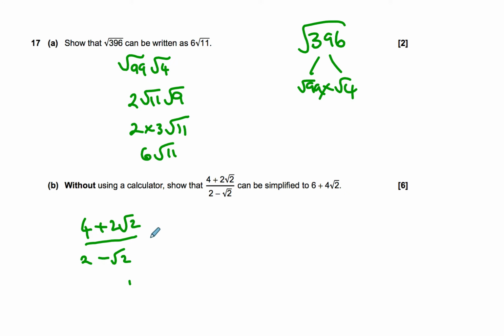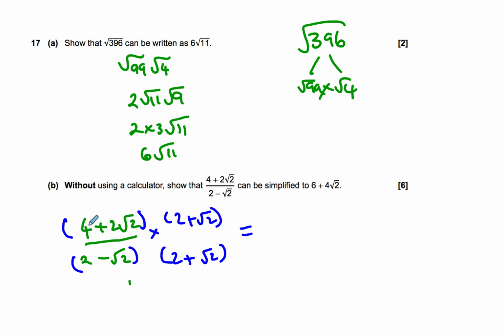The examiners, if it hasn't come up in your first paper, it will definitely come up in one of the next two papers. So we're going to times the top and bottom to rationalize by the same thing, but we need to reverse this sign. So if you need a recap, please have a look at one of my videos on surds, which does a few of these ones.